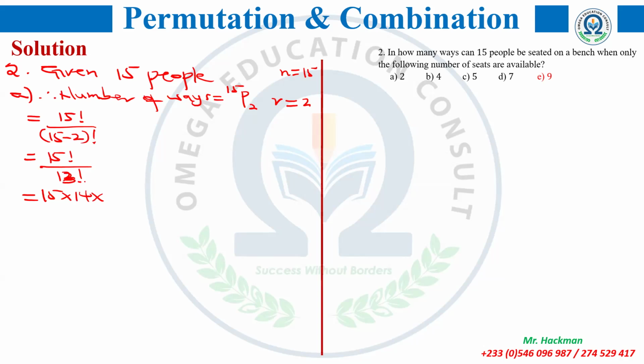So this gives us 13 factorial over 13 factorial. So in this case, this will cancel that, and we are going to get 15 times 14, which will give us 210. So 210 ways. All correct.